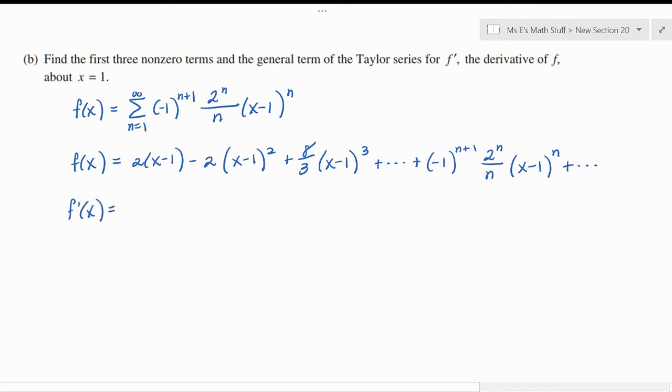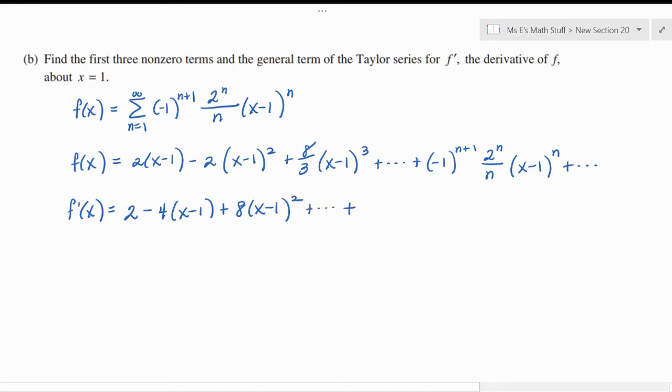Taking the derivative of your linear term would give you 2. Taking the derivative of your quadratic term would give you 4 times (x - 1). The derivative of the cubic term would give you 8 times (x - 1) squared.